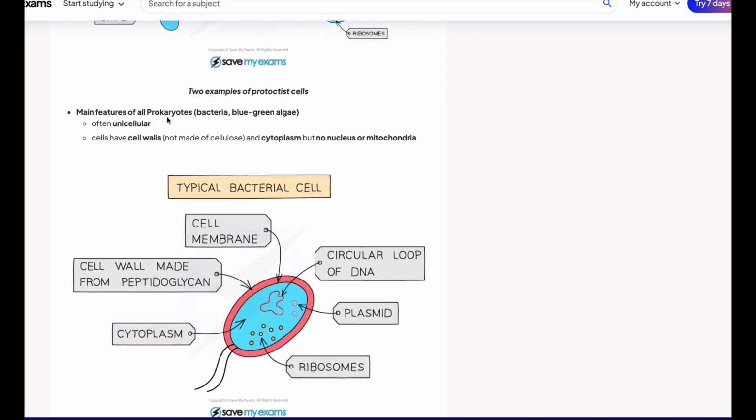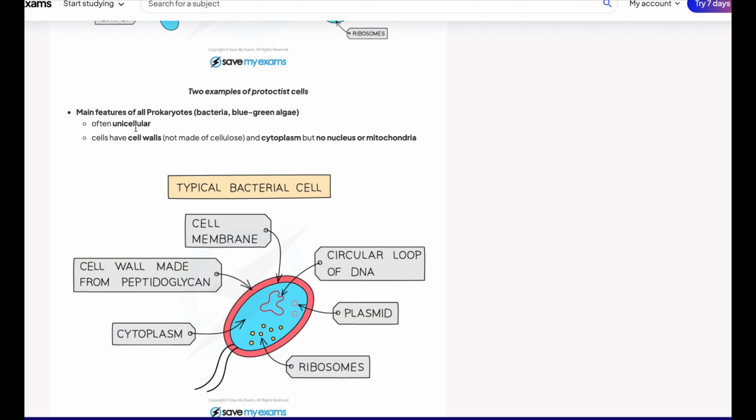The last one is the prokaryotes. A good example of prokaryotes is bacteria and blue-green algae. The blue-green algae you see on top of water, the algae that covers the water, sometimes a blue-green colored substance that covers the water and makes the plants inside the water not get enough oxygen, is an example of prokaryotes. And bacteria are also examples of prokaryotes.